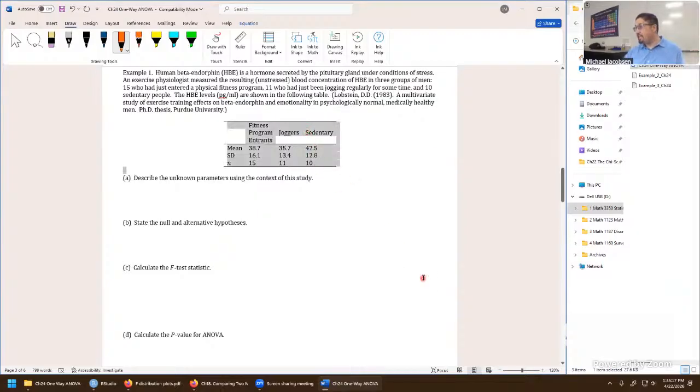Again, it almost looks like a chapter 18 problem. If you just delete that column, the sedentary, it could have been a chapter 18 problem. But they were looking at the 3 groups. So here we're using ANOVA.